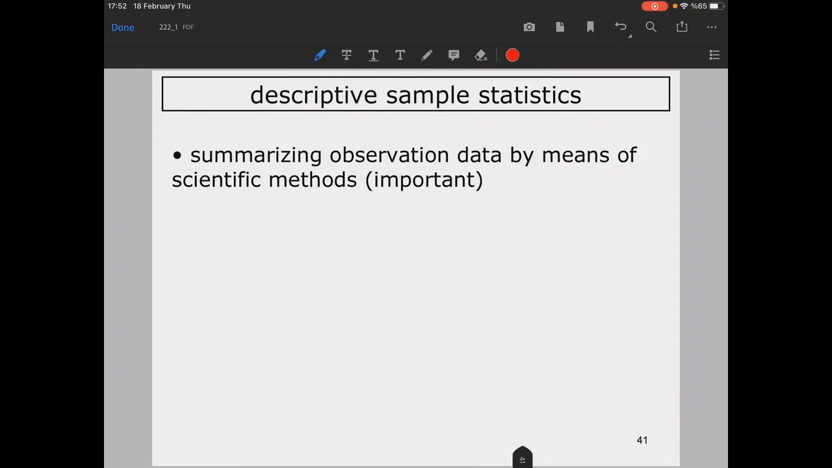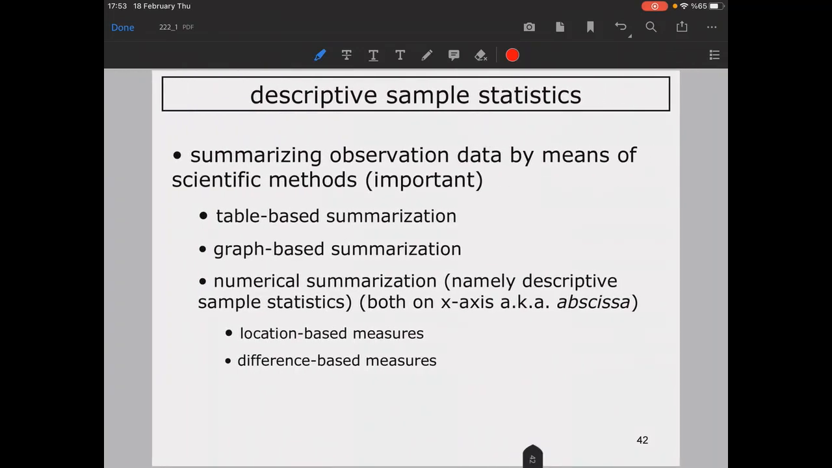For that purpose, we rely on descriptive sample statistics that define the population. What we're doing is summarizing the observed data by means of scientific methods. This is very important. The observed data should be summarized by means of specific scientific methods. Otherwise, what would happen? Just make a guess, pause the video. It would be subjective, right? We're trying to be objective here.